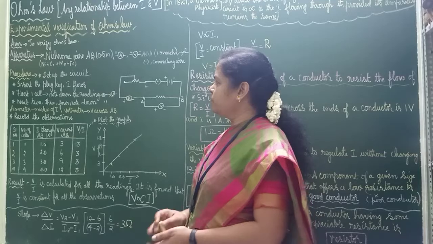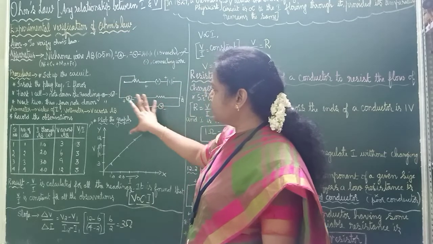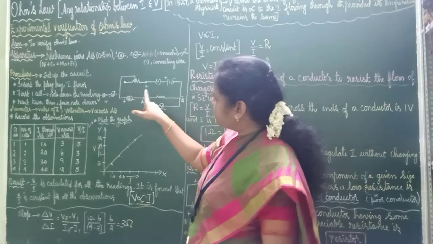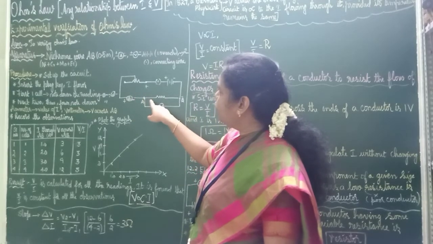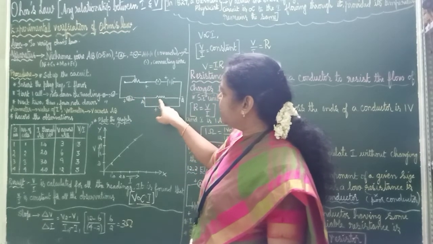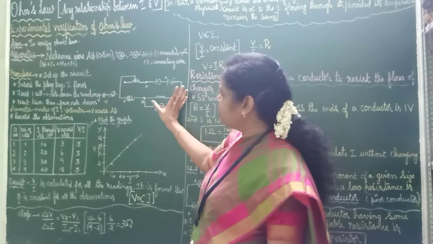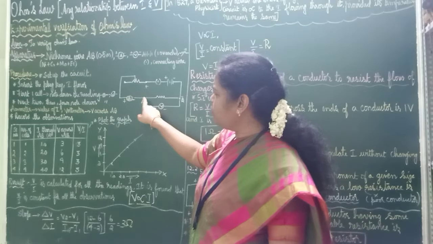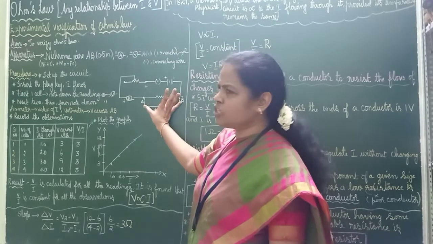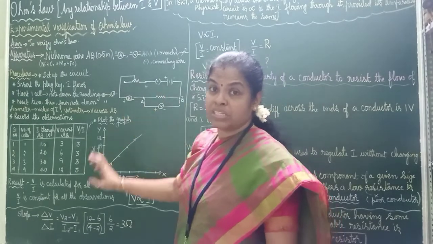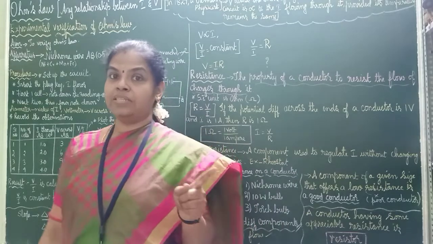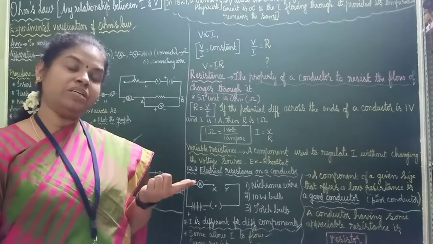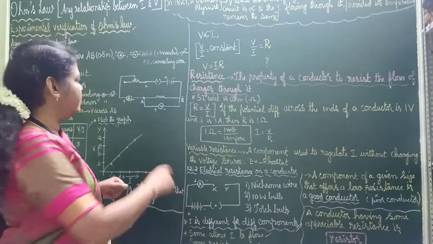Now the procedure. We should set up the circuit like this. First we take one nichrome wire, AB, half a meter long. Between these 2 points only, I am going to find the potential difference. I told you that the voltmeter will always be connected in parallel and the ammeter will always be connected in series. See here, this is series.